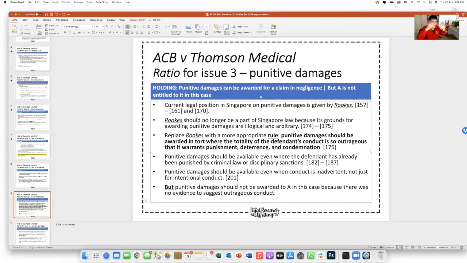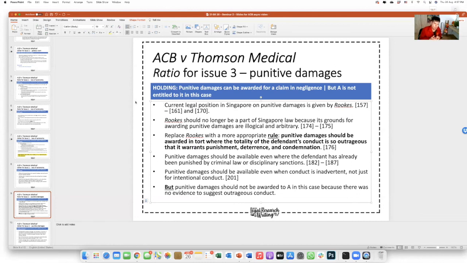Ask yourself, in order to identify the ratio, why did the court say punitive damages can henceforth be awarded? What's the reason for the court coming to that decision? And I think that reason is made quite clear from about paragraph 157 onwards, right? Where the court said, look, for the longest time, the position on punitive damages in Singapore is that it should not be awarded, right? Unless the three conditions, in this case called Rooks, are met.